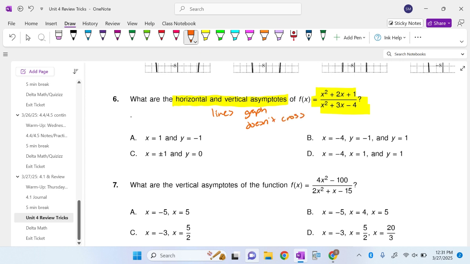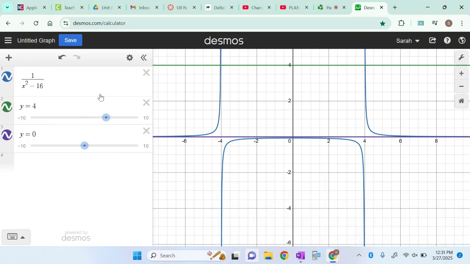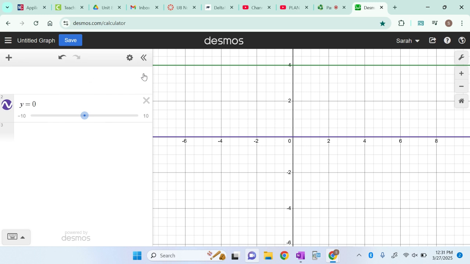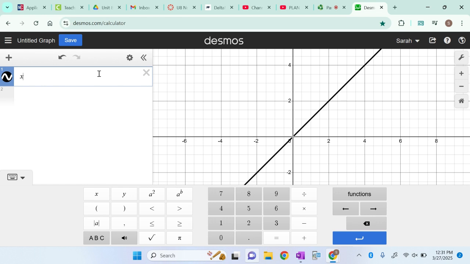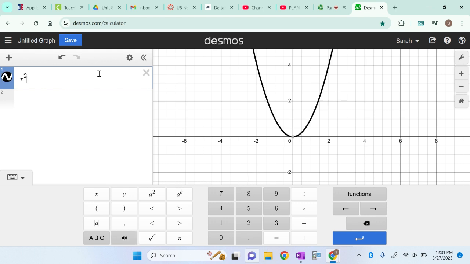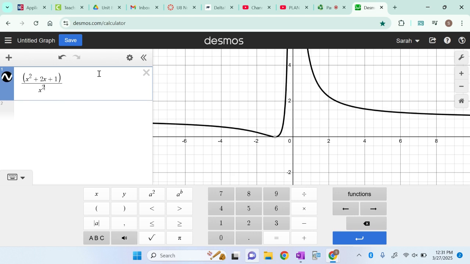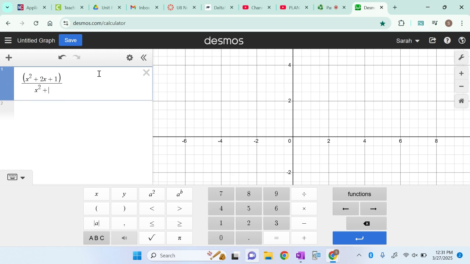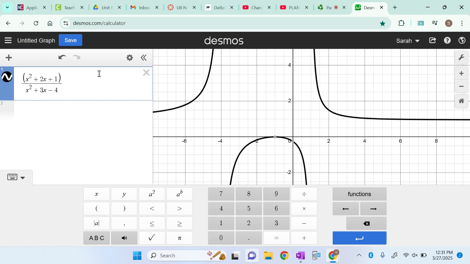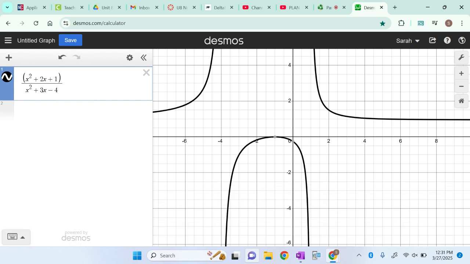All right? So I'm going to graph this function. So I have x squared plus 2x plus 1 divided by x squared plus 3x minus 4. So I get a graph that looks like this.